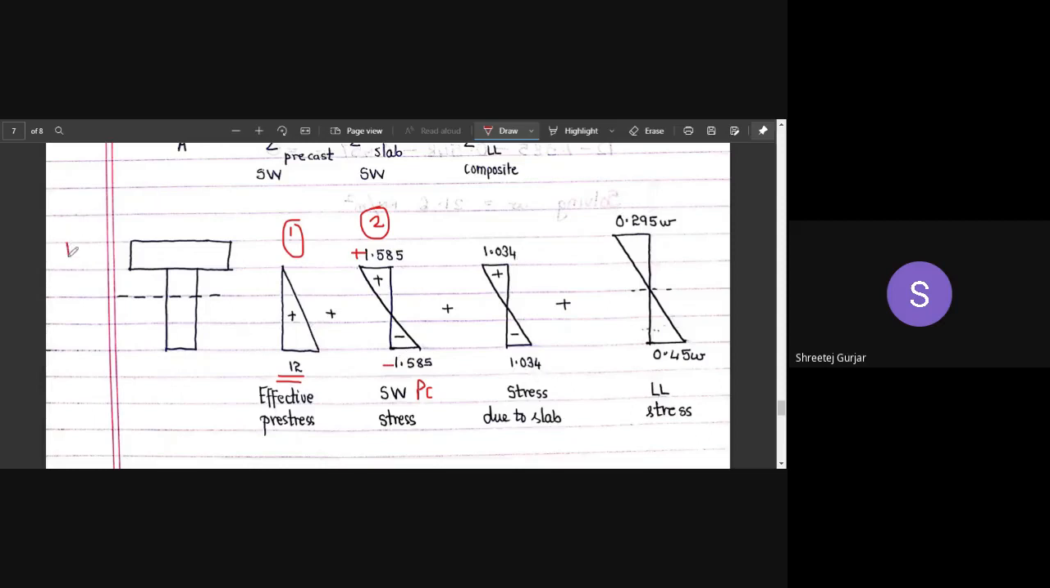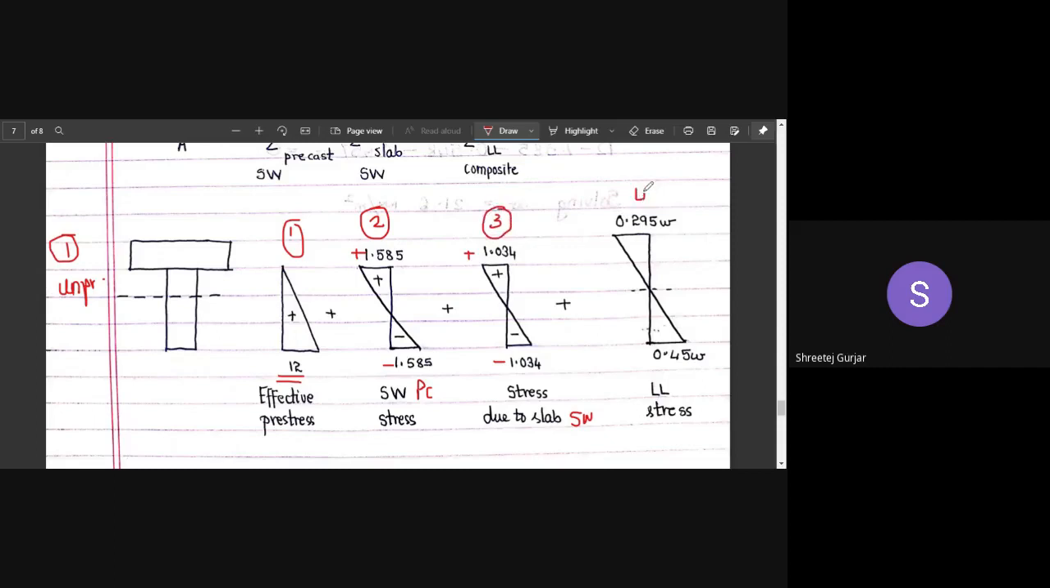Now this is your unpropped condition. And in unpropped condition, for the stresses due to the self-weight of the slab, as I've told you, we have to consider just the precast beam. So it is plus or minus 1.034. This calculation also we have done.